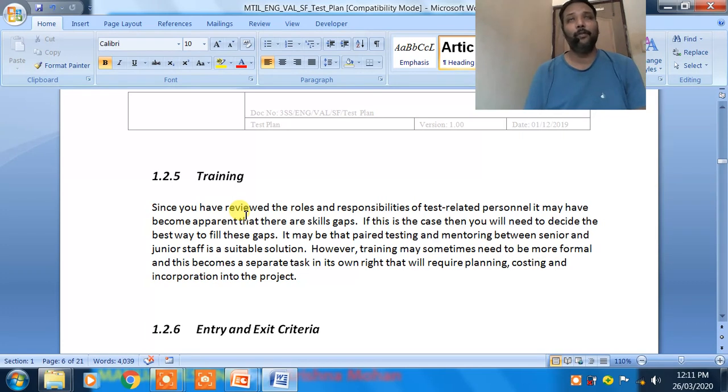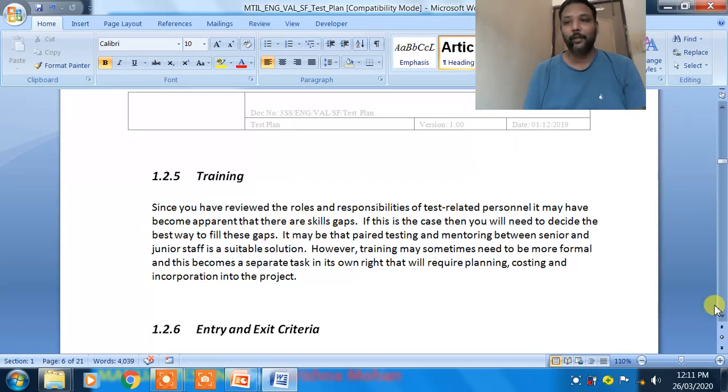Okay, so when exactly will the trainings be conducted? Are the trainers internal trainers, or will there be any external trainers? Then, if you are selecting any new project members, how the knowledge transfer, KT, has to be given, all those things have to be mentioned over here.